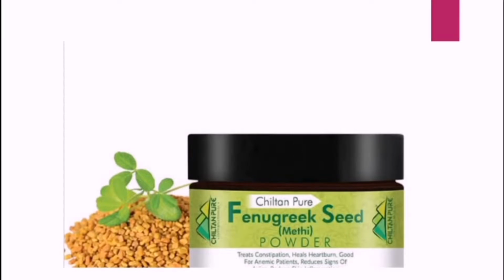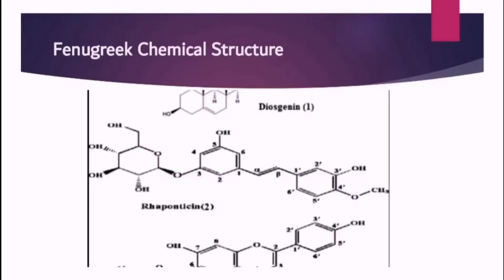Here, the fenugreek seed is used as methi powder, a pure powder. This fenugreek seed methi powder is used for anemia patients. Persons who have anemia can use fenugreek for protection. Here you can see the fenugreek chemical structure. They have water and OH.